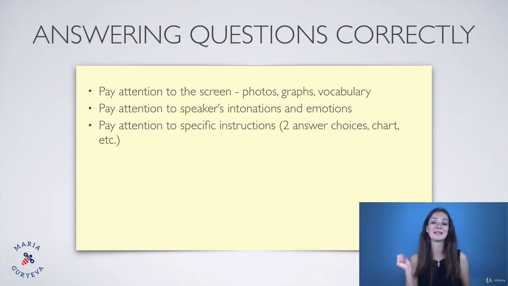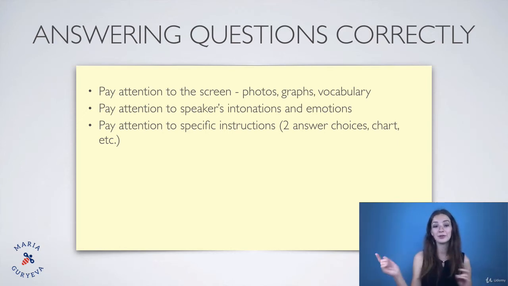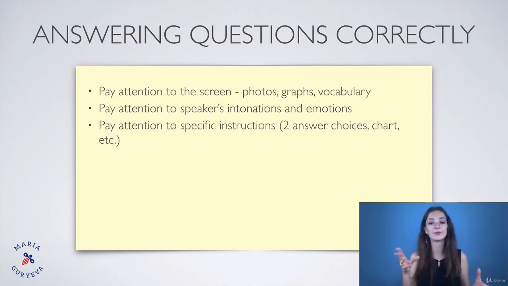Pay attention to specific instructions, to answer choices, charts, etc. It's very bad when you just pick one answer choice or three answer choices and you get it all wrong, right? So just pay attention to it. Or you're trying to do a chart, then make sure you know how to do a chart. You know how to put all the ticks. So pay attention to the specific instructions.